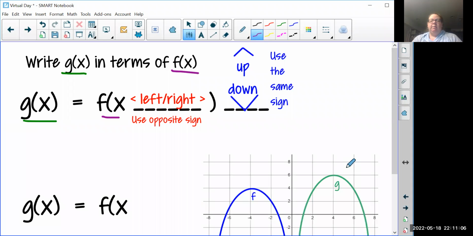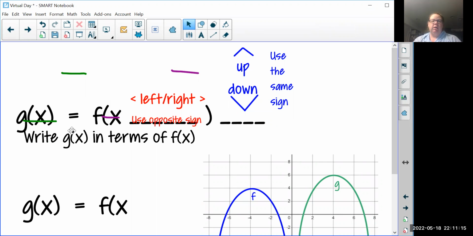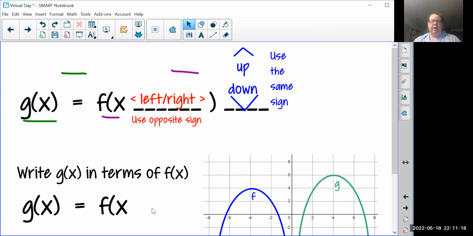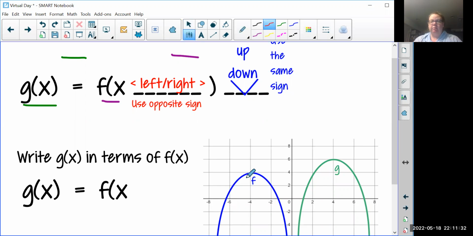So just as a quick example, it says write G of X in terms of F of X. Right away, we know that G of X goes first, and F of X goes second. And now we have to figure out the numbers that go in the parentheses. Remember, the parentheses is moving right or left, and what goes after the parentheses is moving up or down. So pick a point. This one is easy because it's a parabola, so we can pick the vertex. The first thing we want to do is left or right, because that's what goes inside the parentheses.